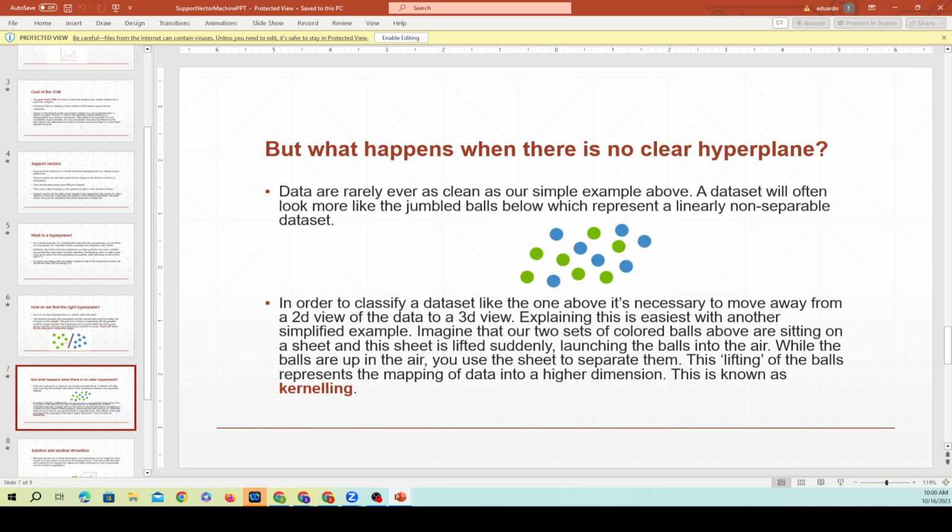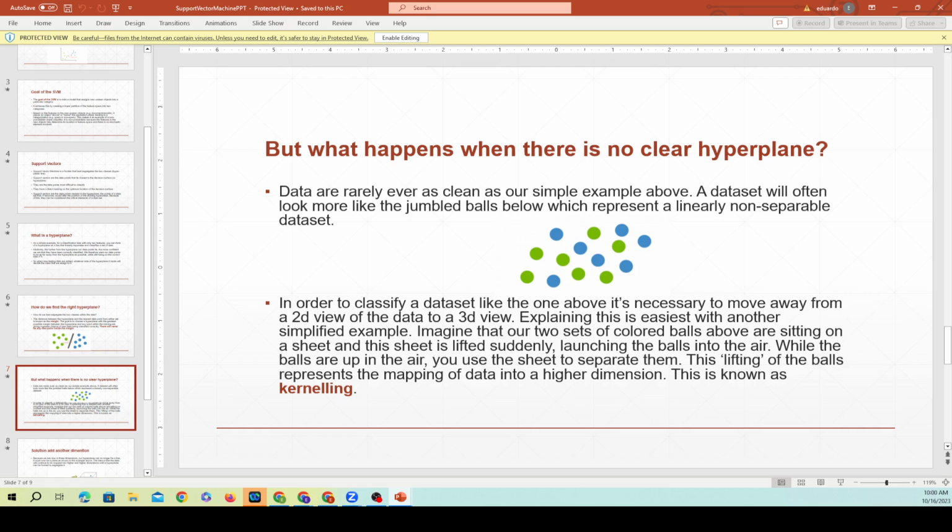So in order to solve this problem, we could reach a different dimension. We can extend to a different dimension, and maybe there we can find something that would divide them fairly. So in order to classify a data set like the one above, it's necessary to move away from the second dimension into the third dimension view. Explaining this is easier with another simple example.